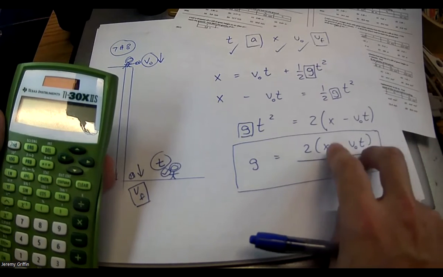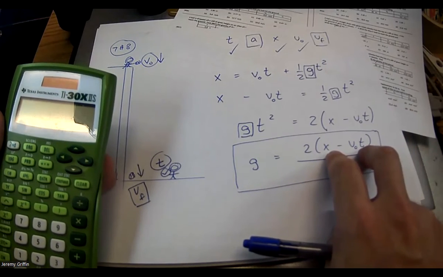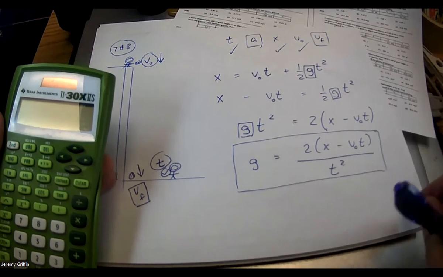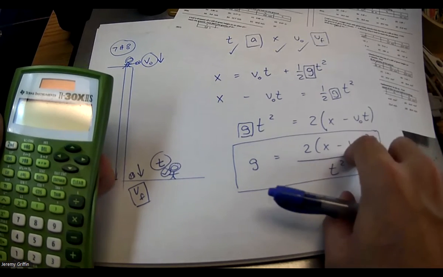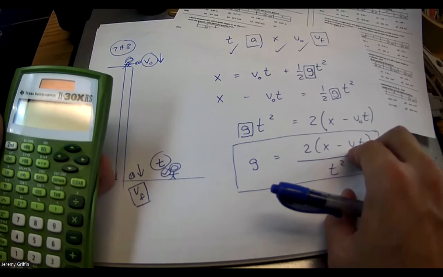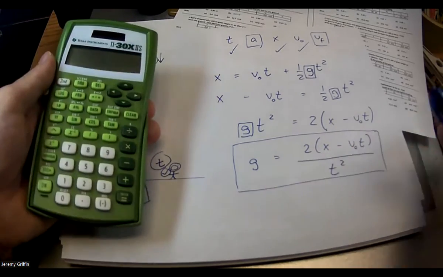Do you guys see I have a subtraction here? Remember, you can only add or subtract things that have the same unit. What is x measured in? Meters. What is meters per second times seconds? Meters. So it's okay if I subtract those two? Yeah, it's meters minus meters. You got that? All right, let's try this out.